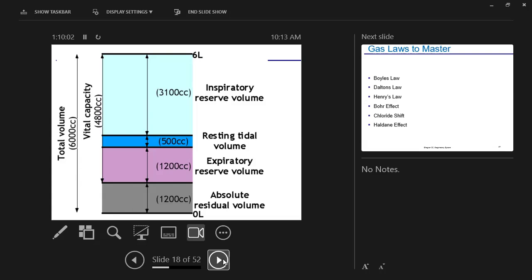So this is where the air is. These are the quantities of air that we deal with when we take a breath.